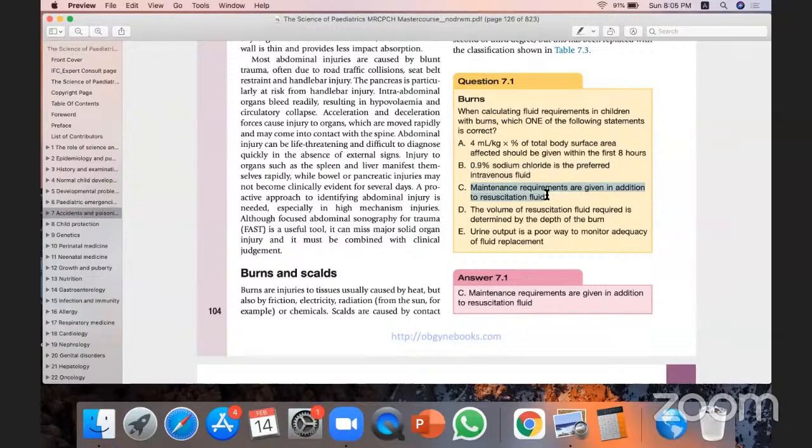We know that in any kind of pediatric accident and emergency, we give resuscitation fluid if the baby is dehydrated or in shock. Then after correction of the shock, we give maintenance fluid, like in DKA, like diarrhea, any kind of pediatric emergency. So here also, after the shock correction, we will give maintenance fluid. So this is the answer, C. And D and E are also very wrong, because urine output is definitely an important monitoring therapy, and volume resuscitation of course is required according to the depth of the burn.